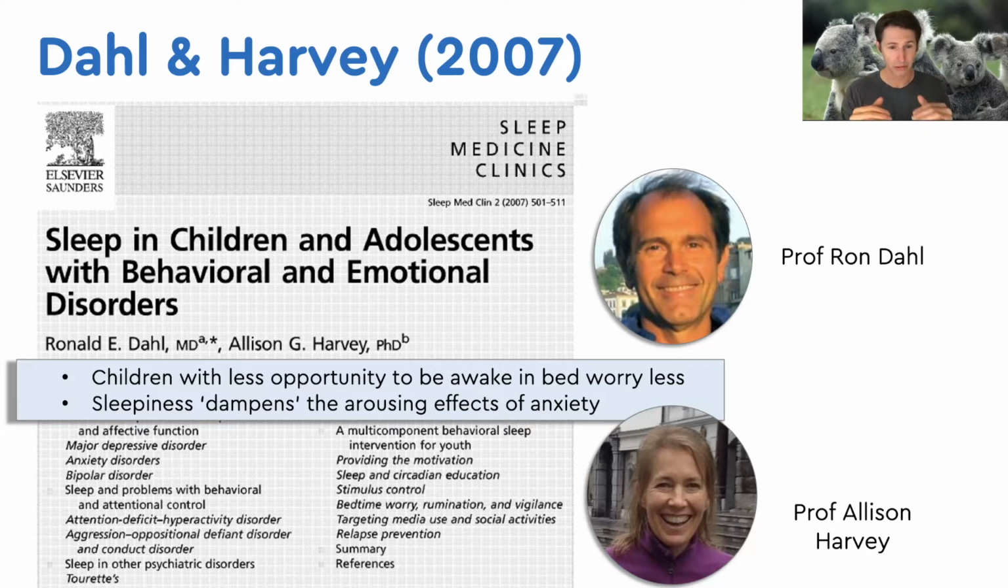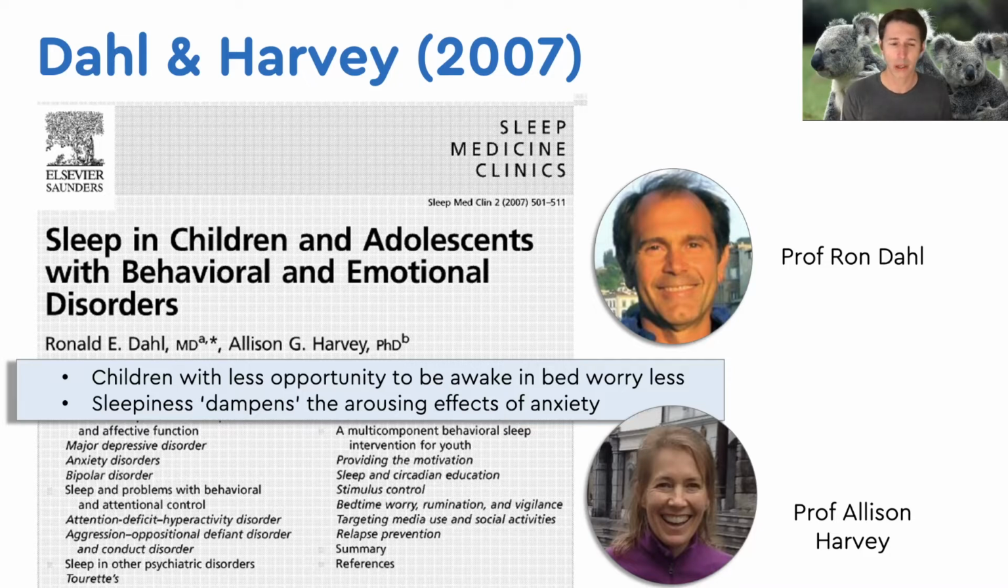And to provide some statements for it, here we go. There's a couple of dot points here. Children with less opportunity to be awake in bed worry less. So that example that I provided before, where kids are taking a long time to fall asleep, they hear a noise outside, then they start to worry, start to panic, and then they'll get up out of bed and go seek assurance from their parents. So basically lying in bed, especially for an extended period of time, as you know with adults, it gives them more opportunity to worry. So that's one potential mechanism linking sleep and anxiety.